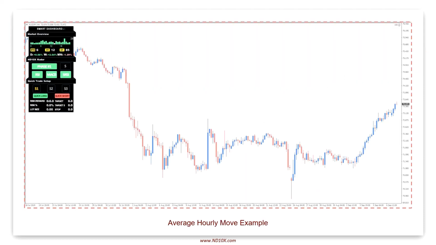So let's see how that works in action. After we open our Smart Dashboard, this is the part that we want to look at. Here we can see that M15 is showing 6 pips, H1 is showing 12 pips, and daily is showing 85 pips. So we know that on average, we can expect to see, let's say, a 12 pip move per hour. And let's say we are in a trade that has a take profit of, let's say, 30 pips.